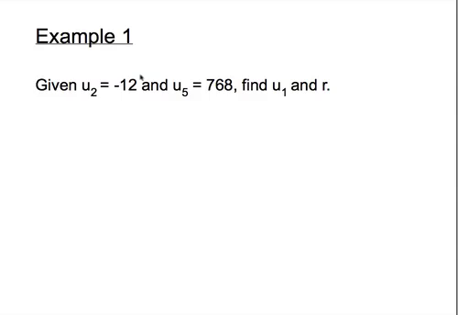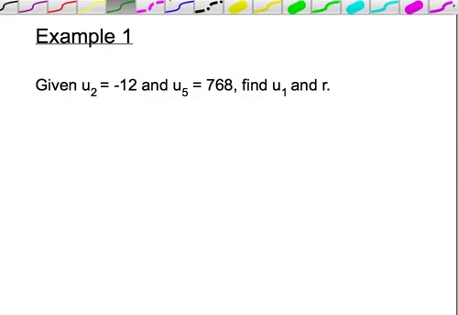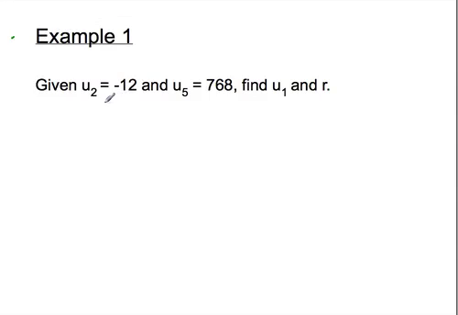Hello, this is Mr. Collier, and today we're doing some more problems with geometric sequences. So in the first example, it gives us U2 and U5. We have to find U1 and R, the common ratio. So I'm going to do this problem in two different ways.